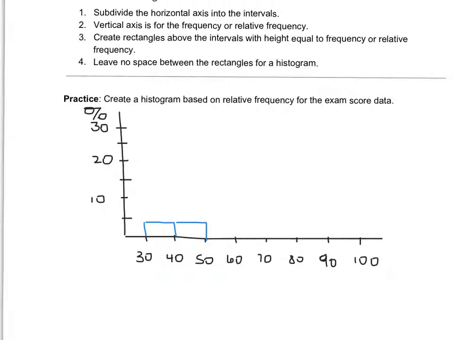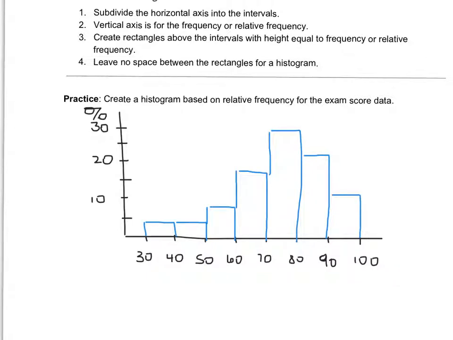50 to 60, we've got 9%, so we want a rectangle with height that goes up to 9%, about like that. And 60 to 70, we have 17%. And 70 to 80, this is our tallest rectangle. We go up to 30%. And 80 to 90, we get 22%. And 90 to 100, we've got 13%.